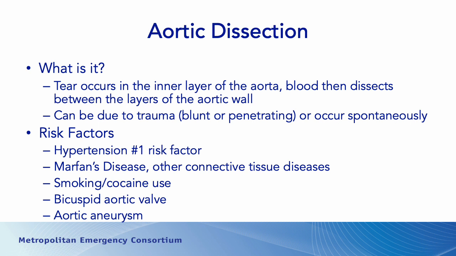A bicuspid, or two-leaflet, aortic valve can cause aortic dissections. Most normal aortic valves have three parts to them, three leaflets, three flaps.